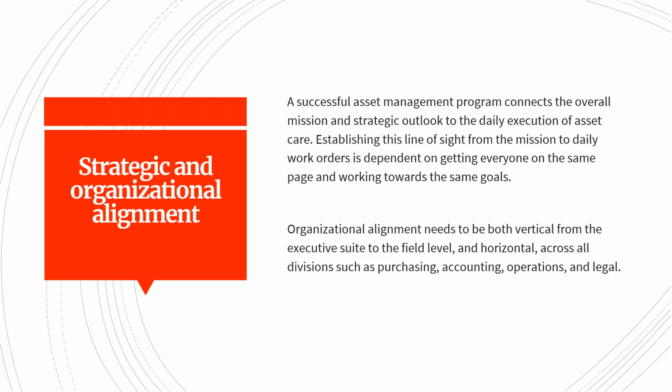A successful asset management program connects the overall mission and strategic outlook to the daily execution of asset care. Establishing this line of sight from the mission to daily work orders is dependent on getting everyone on the same page and working toward the same goals. Organizational alignment needs to be both vertical, from the executive suite to the field level, and horizontal across all divisions such as purchasing, accounting, operations, and legal.